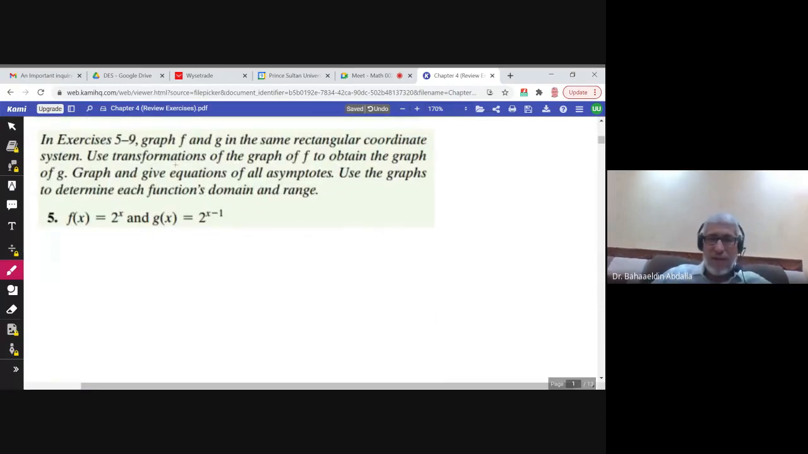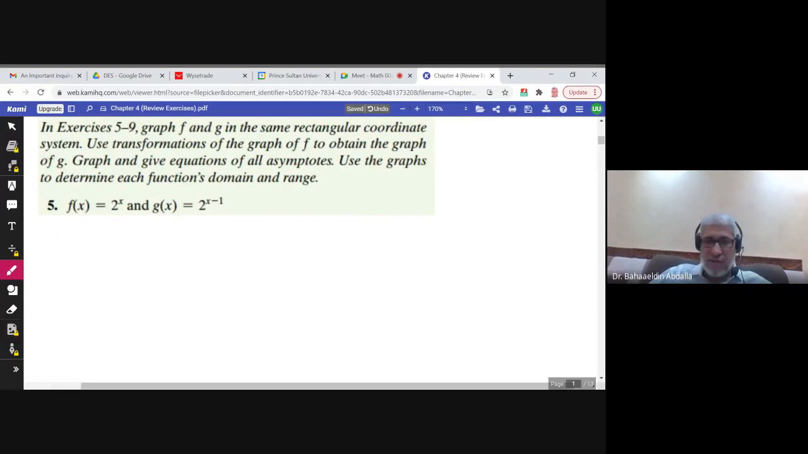Now here, graph f and g in the same rectangular coordinate system. Use transformations of the graph of f to obtain the graph of g. First, let us graph f of x, which is 2 to the power x. We know the graph of this function, so we choose as usual 3 points: negative 1, 0, 1. 2 to the power negative 1 is half, 2 to the power 0 is 1, 2 to the power 1 is 2. And now I can sketch the graph of f of x. It's an increasing function. At negative 1, it is half. At 0, it is 1. And at 1, it is 2. So that's the graph of f of x.